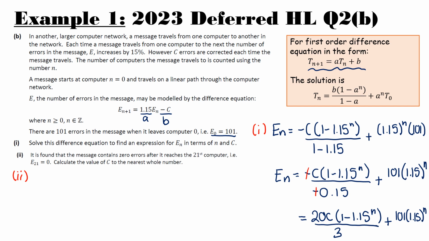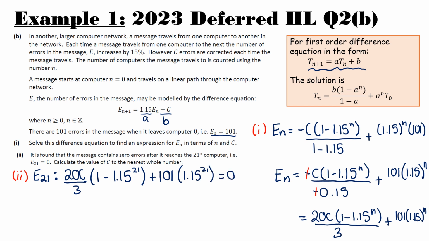E21 is equal to 0. Calculate the value of C. So we know E21 equals 0. So E21 is going to be 20C all over 3, 1 minus 1.15 to the power of 21, plus 101 times 1.15 to the power of 21, and that's all going to equal 0.